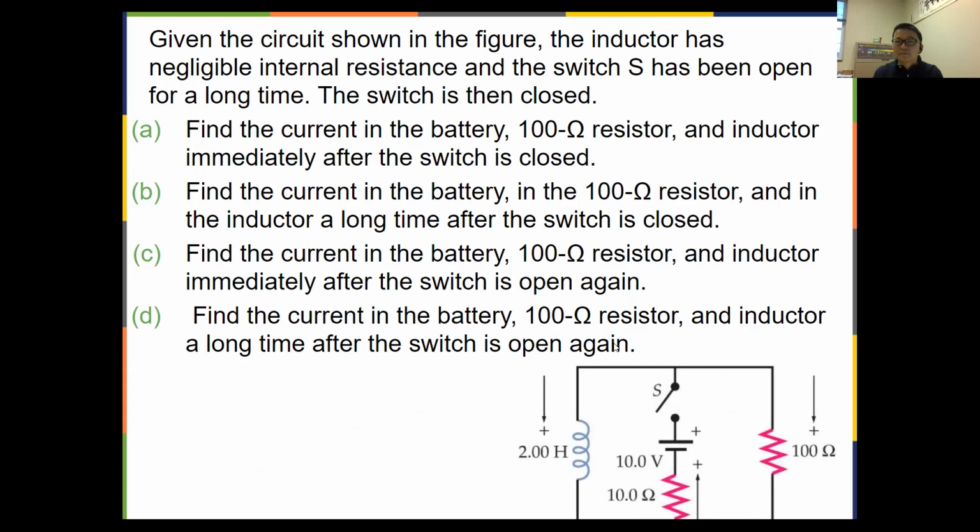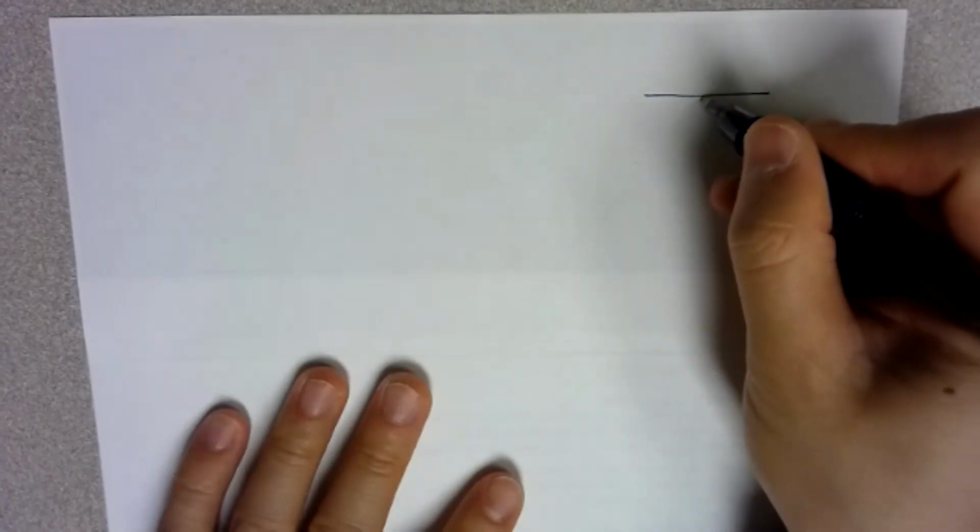Okay, let's take a look at another example here. It says given the circuit shown here, it's asking you to find the current in the battery, and then in the resistor, and then in the inductor, at all the different times given in the list here. So let's take a look. Let's redraw the circuit. If you want, you can pause it and maybe skip the time I'm drawing this, okay?